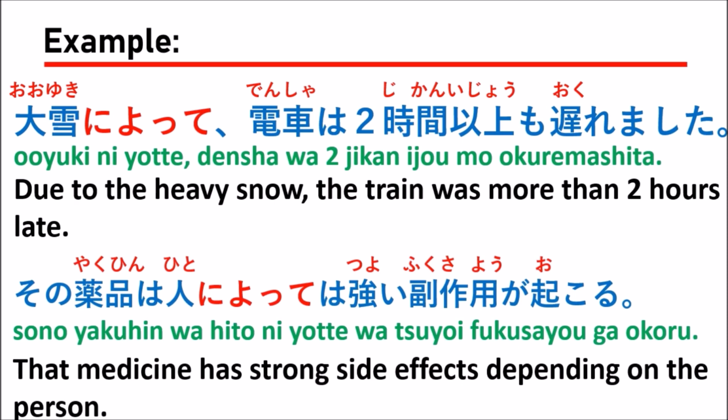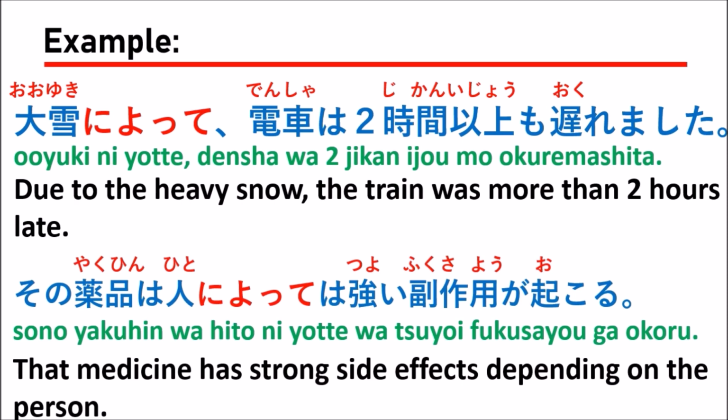In the first sentence, we see 大雪によって, which means due to the heavy snow. 大雪 means snow, but here it means heavy snow. So in this sentence, you say due to the heavy snow, and after that you start a new sentence explaining what happened because of the heavy snow. 電車は2時間以上も遅れました means the train was more than 2 hours late.